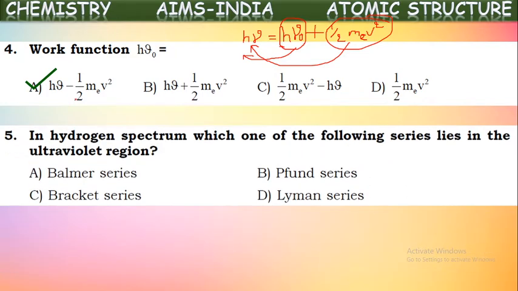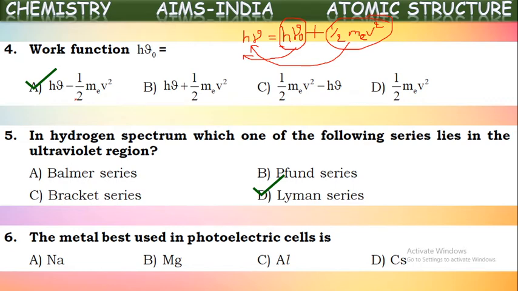In the hydrogen spectrum, which one of the following series lies in the ultraviolet region? Yes, we know in the hydrogen spectrum, it was observed that different series are obtained in different regions. In the visible region, the Balmer series is obtained. In the ultraviolet region, the Lyman series is obtained. In the infrared region, three different series are obtained. They are the Brackett series, Pfund series, and Paschen series. These are observed in the infrared region. So the series which lies in the ultraviolet region is the Lyman series.